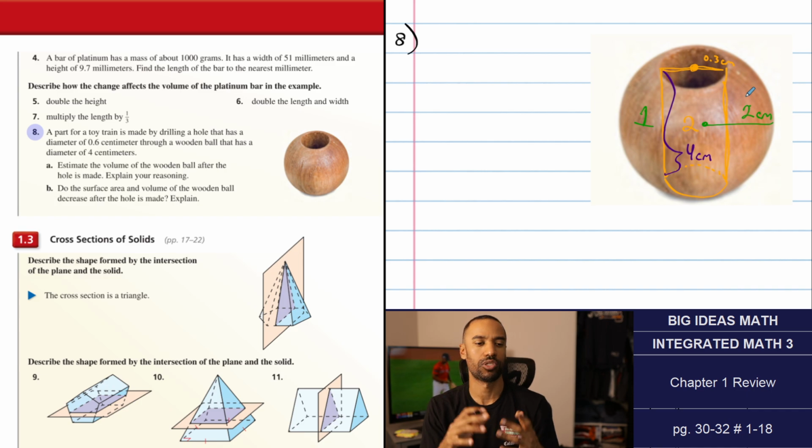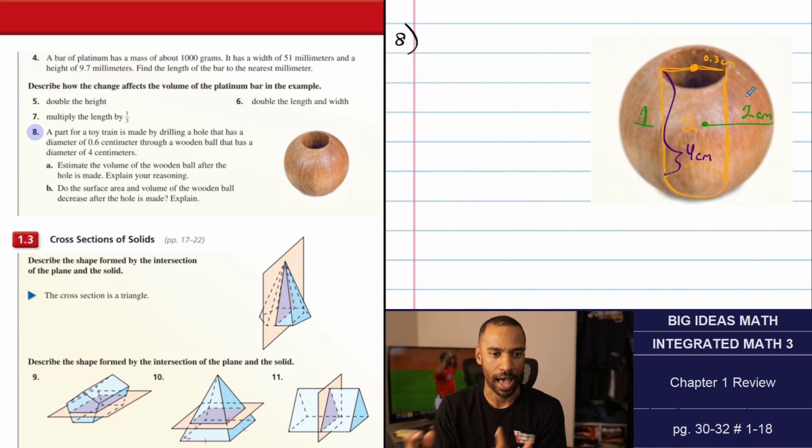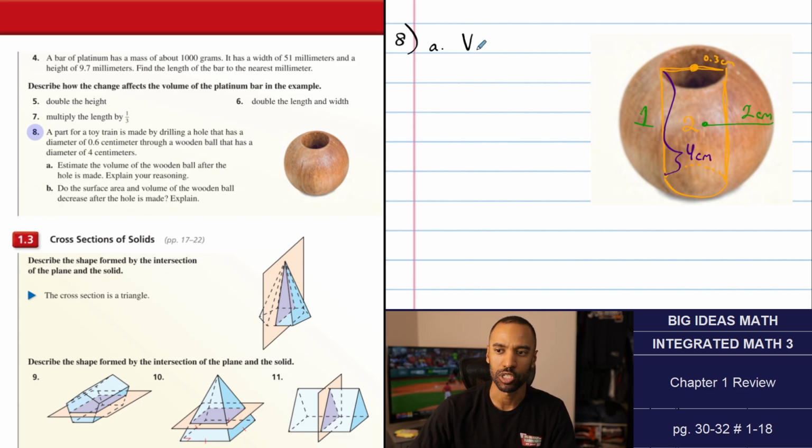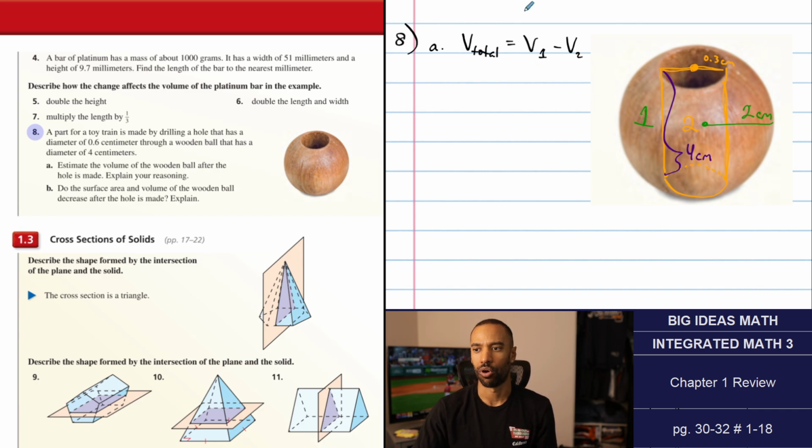So we have 2 objects. To find the volume of the wooden ball after the hole is made, it says explain your reasoning. I feel like my math is going to be my explanation. I'm going to find the volume of object 1 and subtract the volume of object 2. V1 minus V2. That's my explanation. Drill the hole, work that out. I have a diameter that will represent the height of the cylinder. I have a radius of this ball.